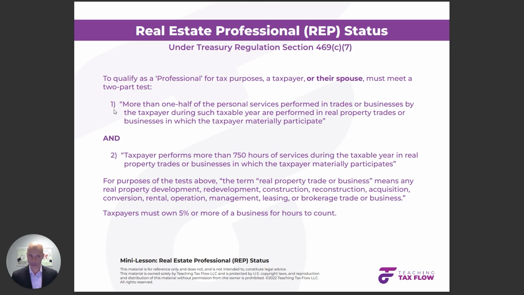Now, the other question we get often is what type of activities qualify for this time? And we're going to leave that here. There are several of them, all listed here. I'm not going to read them for you, but you can clearly see that. And remember, you have to have material participation in these activities. So if you're a W-2 person and you own no equity in a property management company, those hours don't count. Taxpayer must own 5% or more of a business for the hours to count. So that's another important consideration.